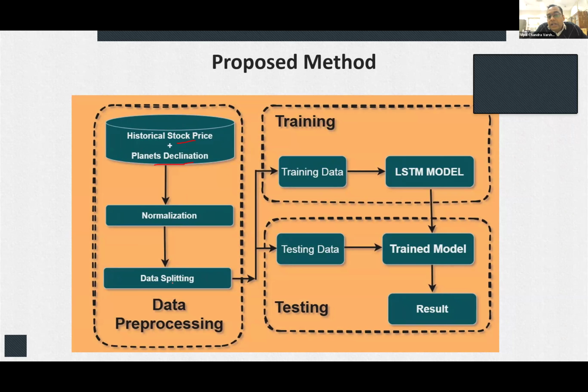And then splitting the data into training set and testing set in the ratio 80-20. Then I have trained the data using the LSTM model, and then I have tested the trained model with my testing data and got the results.